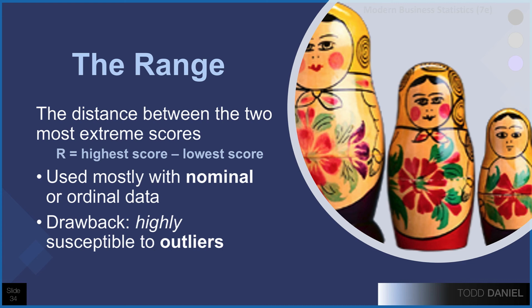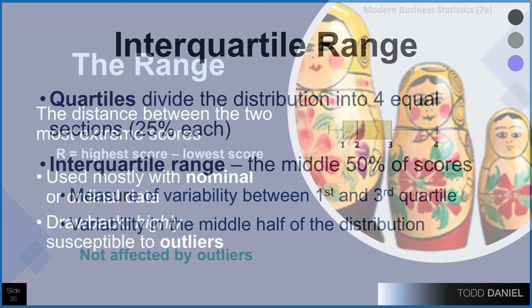But it does have one major drawback, and that is that the range is highly susceptible to outliers. If we have 10 scores that range from 2 to 8, and then we add an outlier score, that is 45, we've now taken our range, 2 to 8 would be range of 6, and we've blown it out with that outlier. That outlier greatly distorts our range. So how could we get around that or fix that?